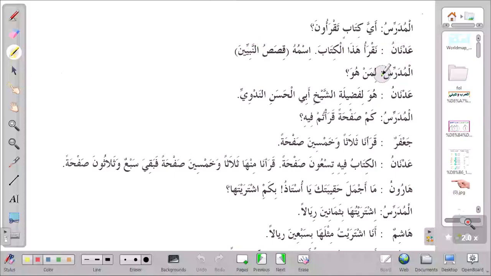Al-mudarrisu, the teacher now says, liman huwa. To whom does it belong? Or here it doesn't mean to whom does it belong. Okay.